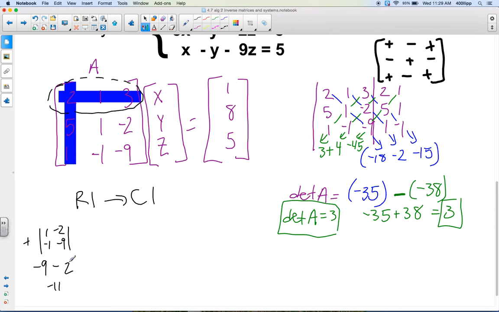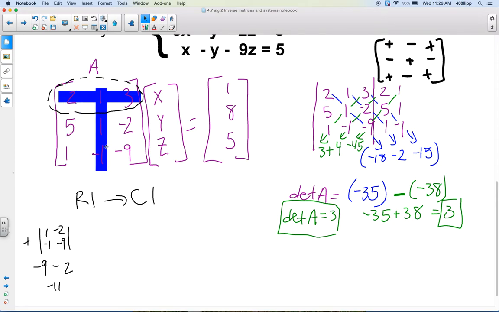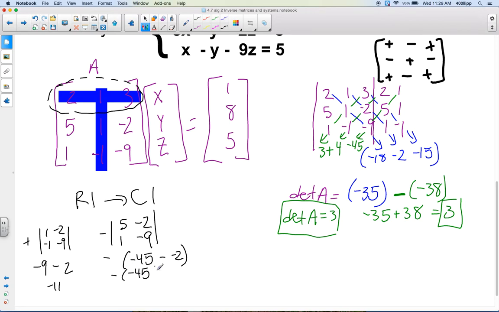Okay, then moving on here, we're going to do the same thing for the next one, covering up the row and the column it's in, and then writing what's left over. So now we have a negative, and now it's going to be 5, negative 2, 1, negative 9. Finding the determinant here, and then we'll have to multiply it by a negative. So we have a negative 45 minus a negative 2. So bringing down that negative, we have a negative 45 plus 2 here. That's going to be a negative, and then this is a negative 43, and a negative times a negative is a positive 43.